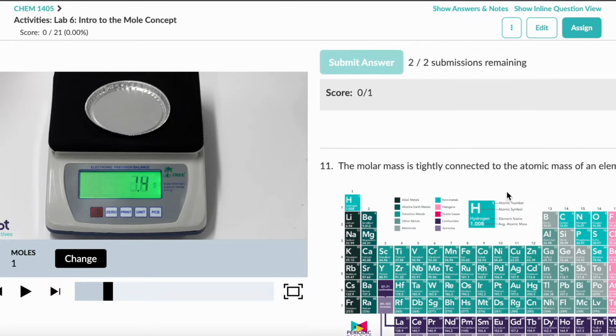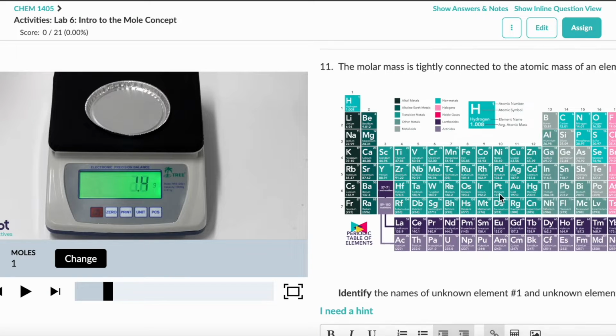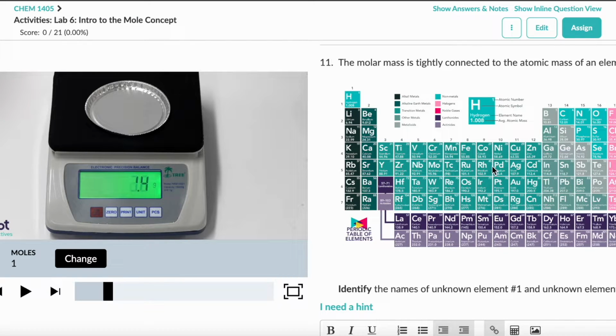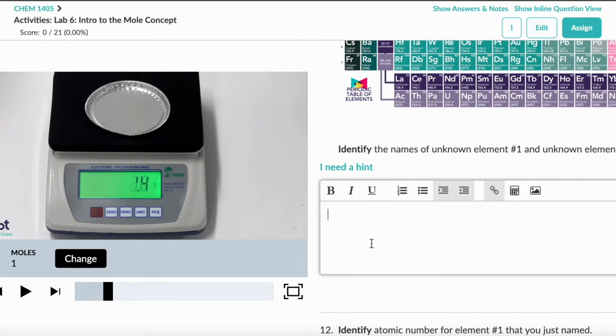So from the molar mass that you identified in the previous questions, you are going to identify the element. So you can use your periodic table and find whichever mass on the periodic table, in other words, the atomic mass, matches your molar mass, and those are your elements, and you're going to enter those right here.